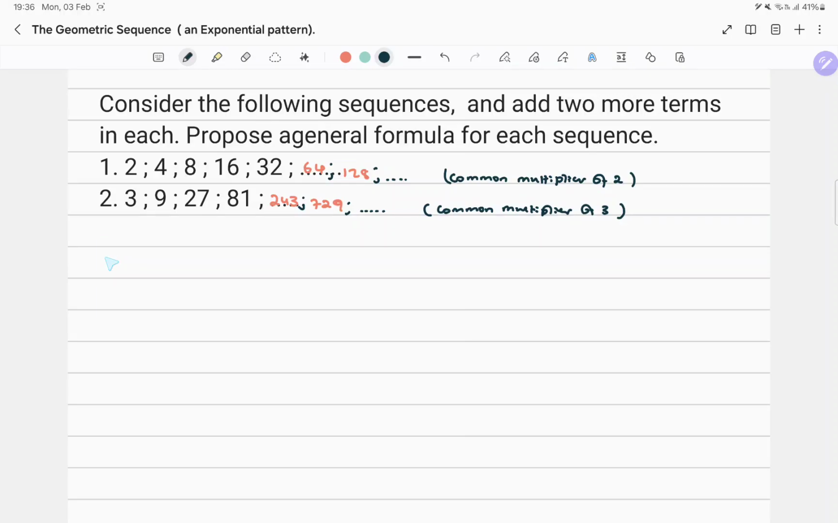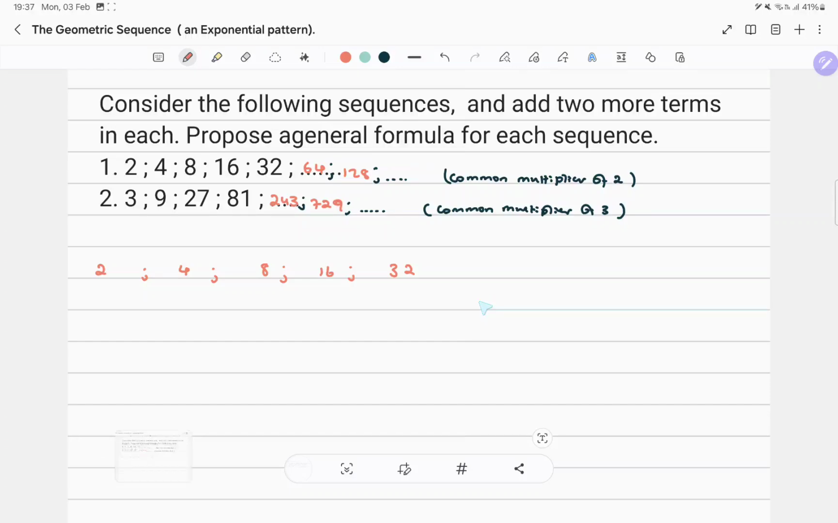Now let's have a look. We have 2, 4, 8, 16. I'm gonna cut it at 32 because it's gonna be a bit too long. In fact, let's write it this way. This is going to be 2, 4, 8, 16, 32.